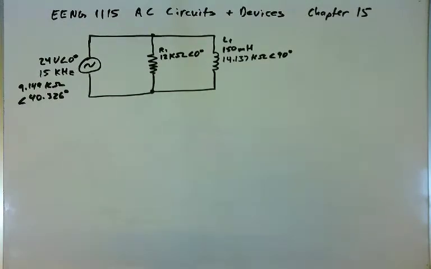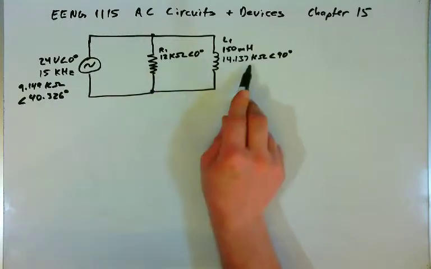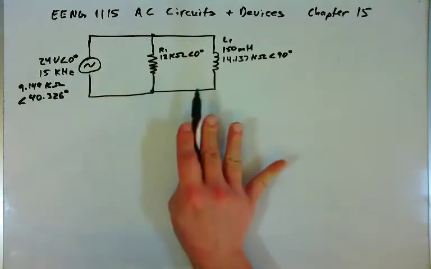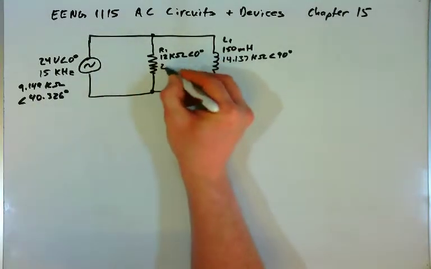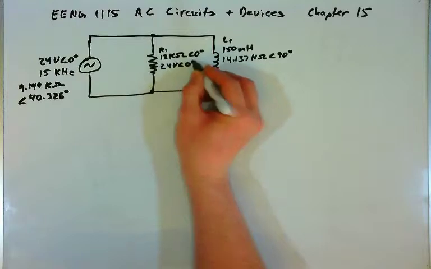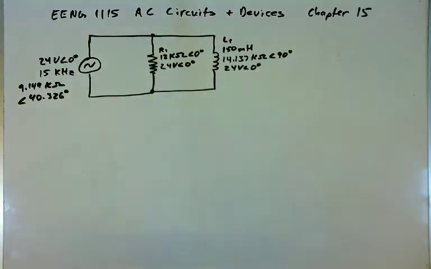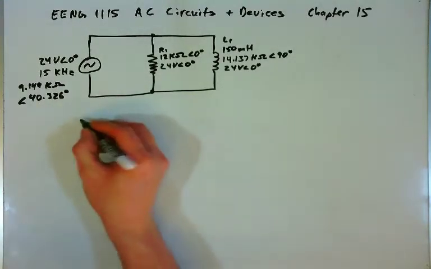Since this is a parallel circuit, both components are in parallel. I have nothing in series. I know that the source voltage will be the voltage across each component, right? Now, if I had a component here in series or here, that wouldn't be the case. But because everything's in parallel, I know that the voltage here is 24 volts at 0 degrees. Same thing here, 24 volts at 0 degrees. And so the next step generally is to find the total current.